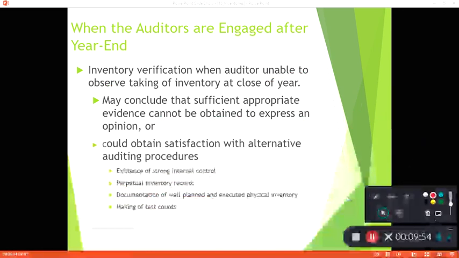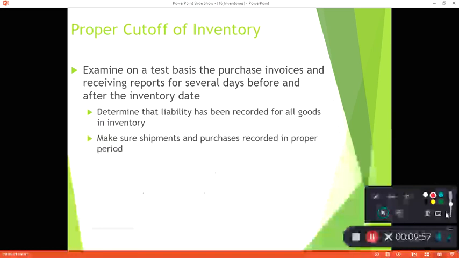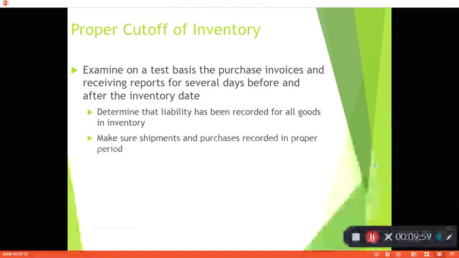Okay, so some of the things we do around inventory is testing for cutoff. And so we're going to look at the invoices that purchase new inventory and receiving reports where we receive the inventory. We're going to look before and after the inventory date. We want to make sure that if we purchase an inventory that the liability was set up and that the inventory was properly increased, and make sure that we have those being done in the correct period, right?